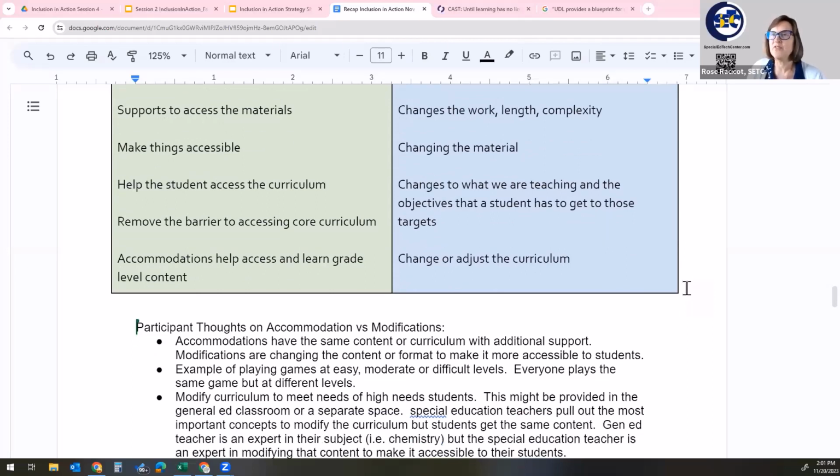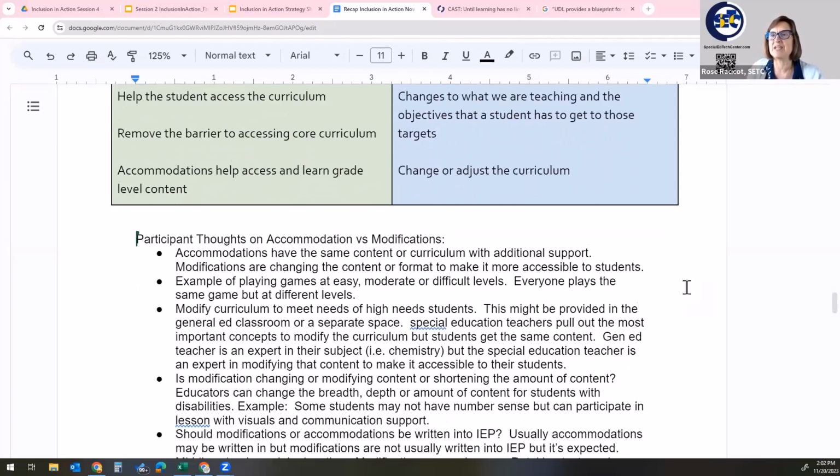There's a lot of great thoughts here too. And just to help you, if you want to be explaining to your colleagues what's the difference between a modification and accommodation, this should really help you in guiding that conversation, seeing both what our book had to say about it and also part of our discussion below.